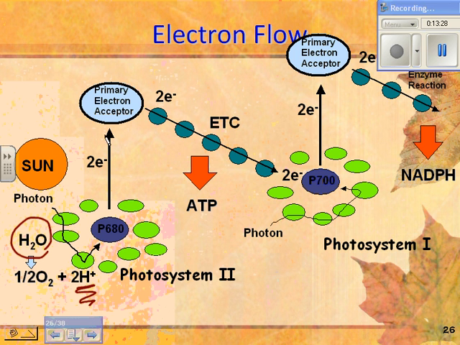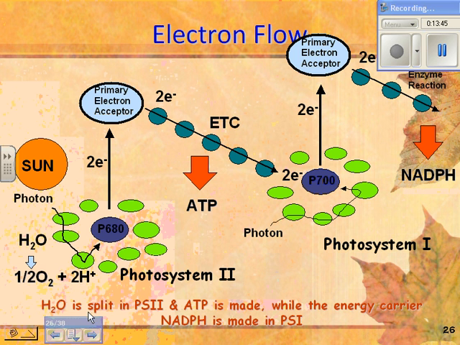And then it gets bumped way up here because of the sunlight, so it's given energy from the sunlight. As it's coming down the electron transport chain, it uses some of that energy to move hydrogen around. Boom, up again and down again. That electron's finally taken up by NADP to make NADPH. So water is split in photosystem 2, and ATP is made, while the energy carrier NADPH is made in PS1.